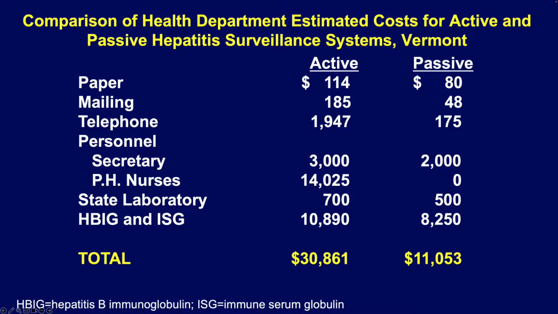And you'll recognize this slide from a prior lecture as well. It really reflects a cost analysis of different scenarios and different ways of running a surveillance system. It compares the cost of running an active surveillance for hepatitis versus a passive one.